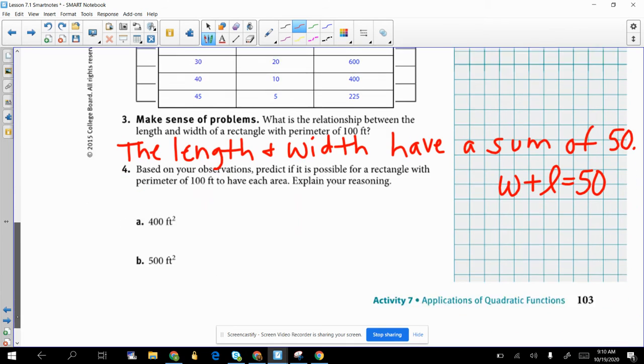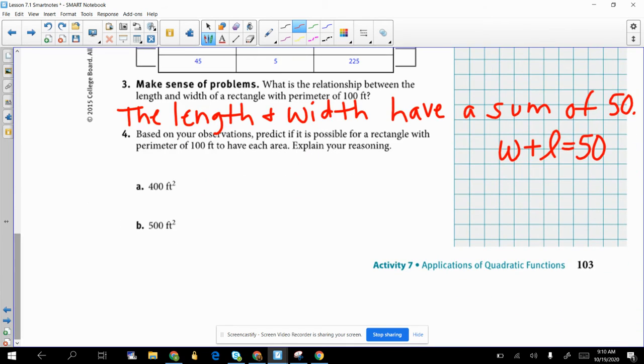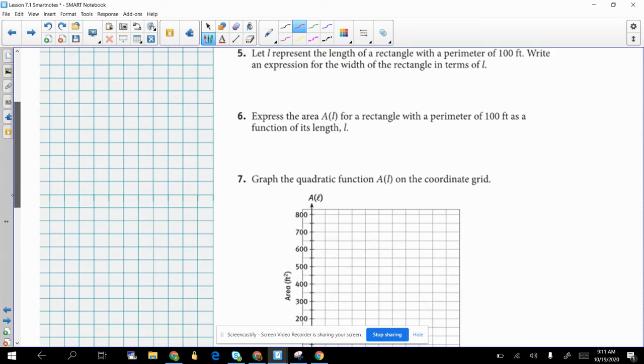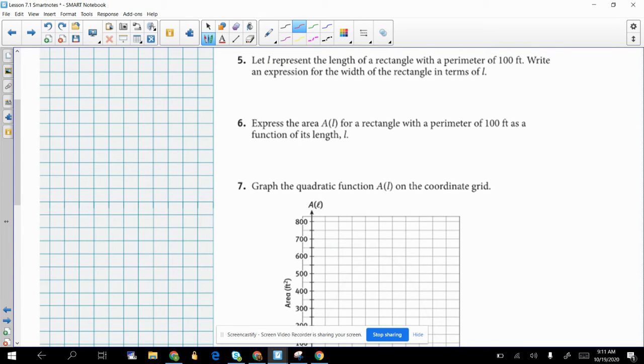Okay. All right, so then for number 4, it says, based on your observations, predict if it is possible for a rectangle with a perimeter of 100 feet to have each area. Explain your reasoning. So this is just a prediction. There really is no right or wrong answer. So I want you guys to, again, pause the video and go ahead and predict for number 4, parts A, B, and C. All right, so hopefully you made your predictions. We'll refer back to those in just a little bit.